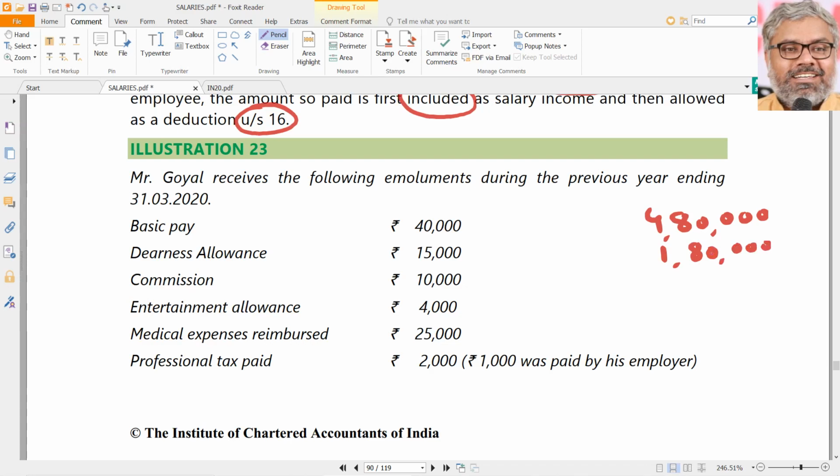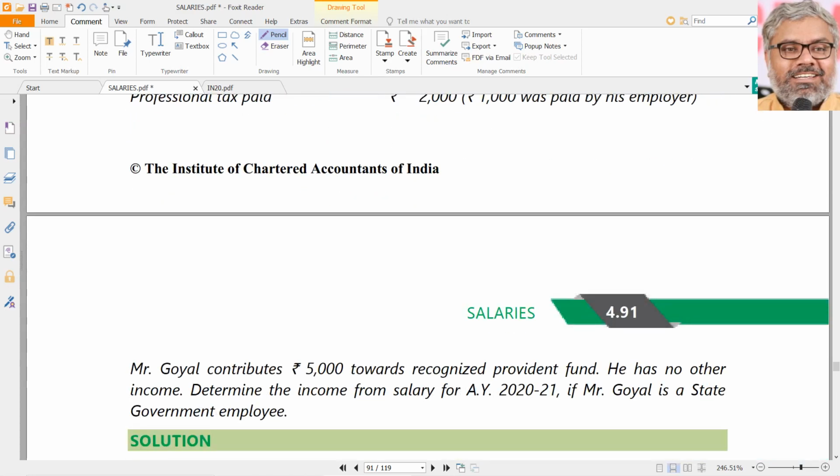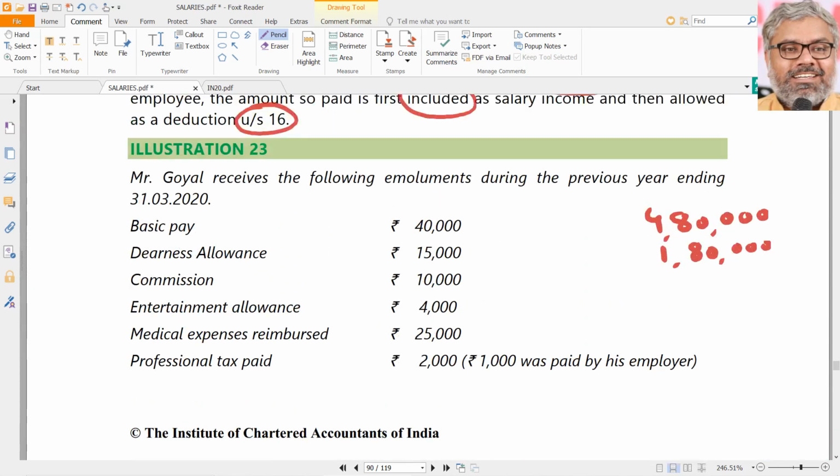Then commission. The point here is this: it said previous year, but he never said per month or something like that. We are assuming unnecessarily, that could be wrong. No. So let us take these things out.